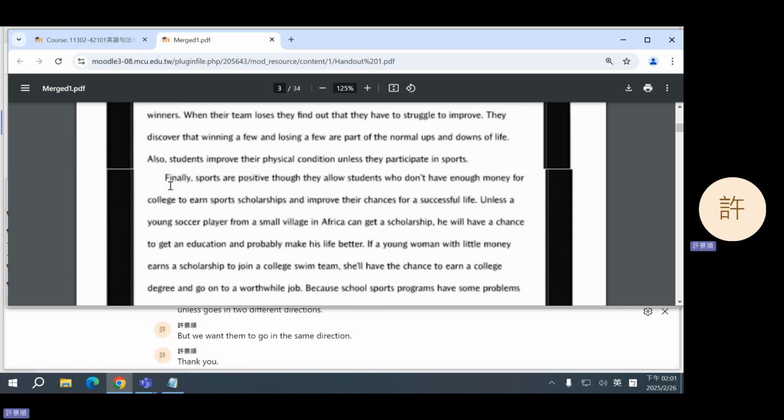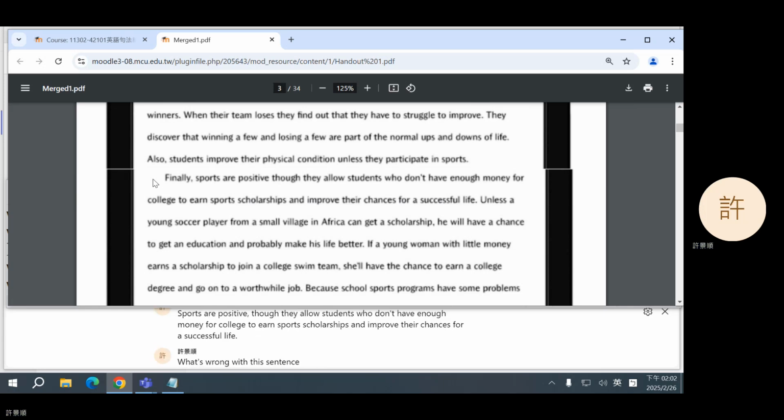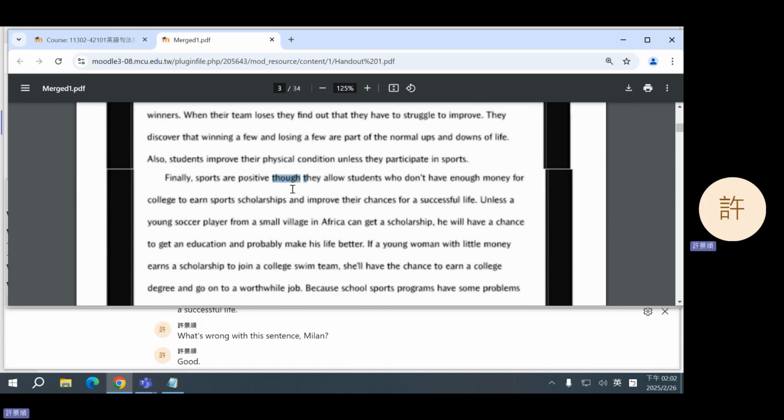Next sentence. Finally, okay, this is a long sentence. Sports are positive, though they allow students who don't have enough money for college to earn sports scholarships and improve their chances for a successful life. What's wrong with this sentence? Mian? Good. This is wrong. And you said change it to because.